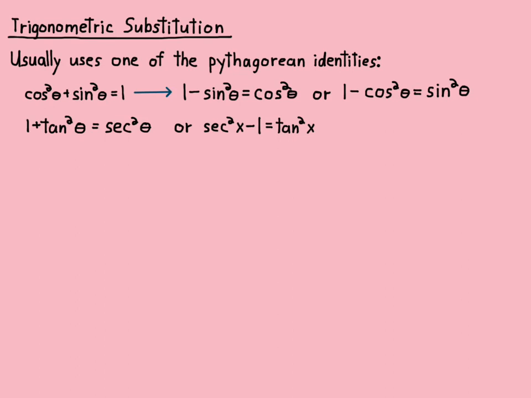Notice the difference here. Over here, we've got 1 minus something with the variable squared, and here we have something with the variable squared minus 1. And these are very different.